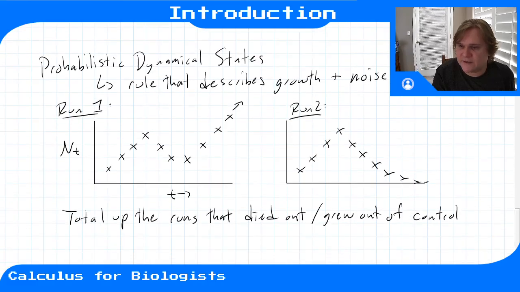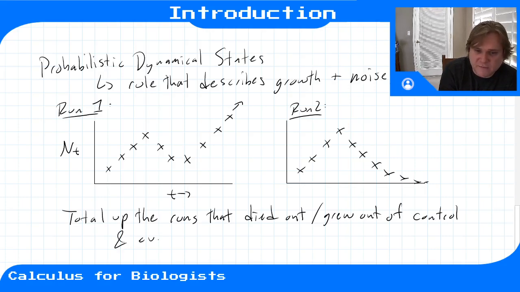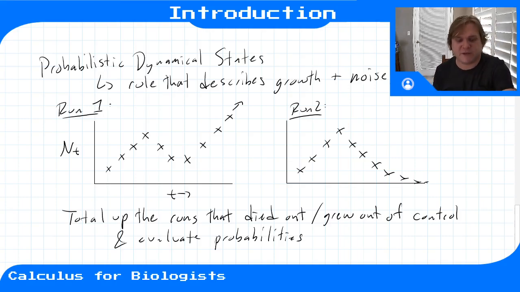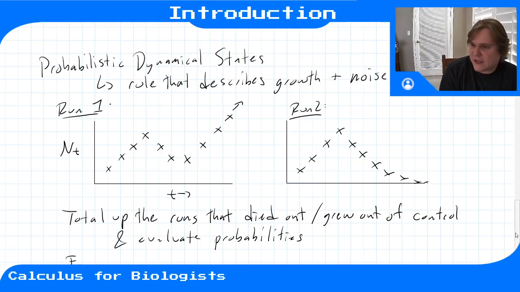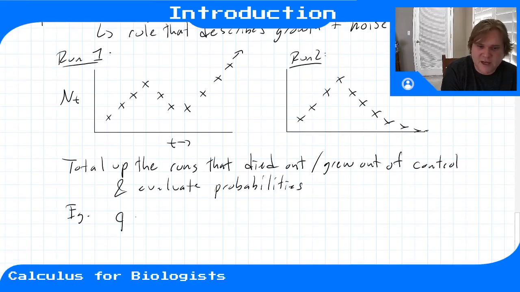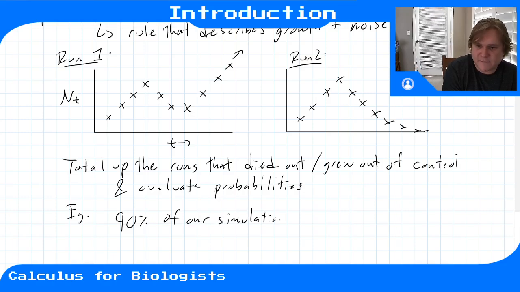You categorize the different solutions that come out of your system and evaluate their probability. This is more the type of model that people use to assess risk, especially in public health policy. They define their rules, but they add in all this noise. So it's not like they know exactly what's going to happen, but they can say, for example, that 90% of our simulations had the epidemic out of control.